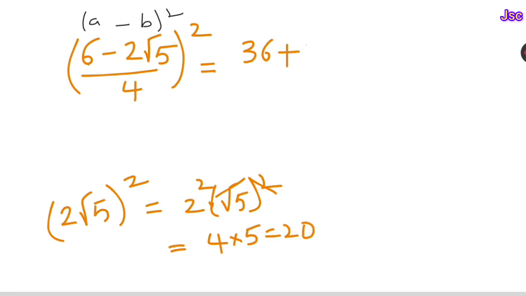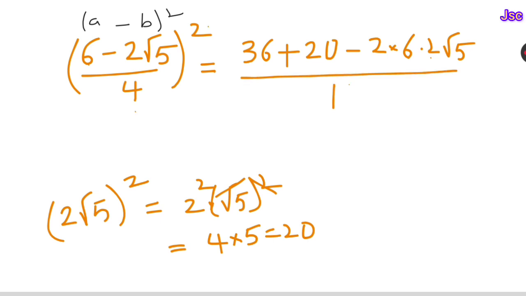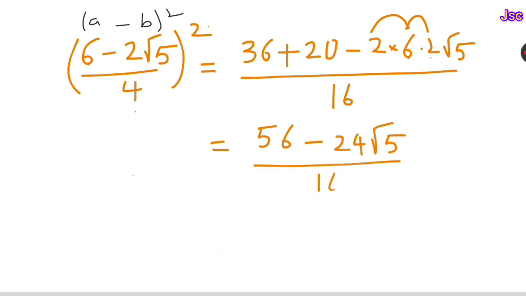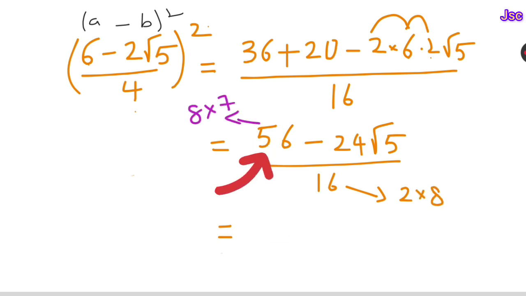So the b square value is 20, minus 2ab, where a is 6 and b is 2 root 5, over 4 power 2, which is 16. That is equal to 36 plus 20, which gives 56, minus 6 times 2 is 12, 12 times 2 is 24, 24 root 5 over 16. We can write it as 2 times 8. We can write it in terms of 8, that is 8 times 7, and this we can write as 8 times 3, isn't it?